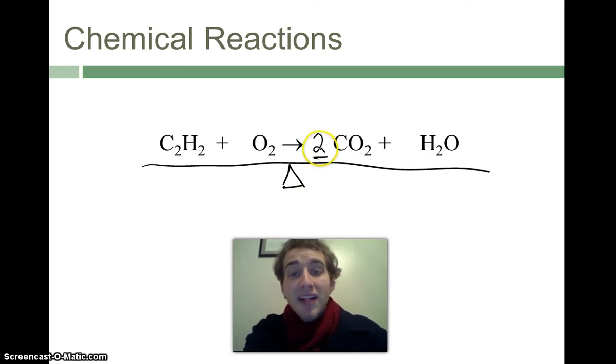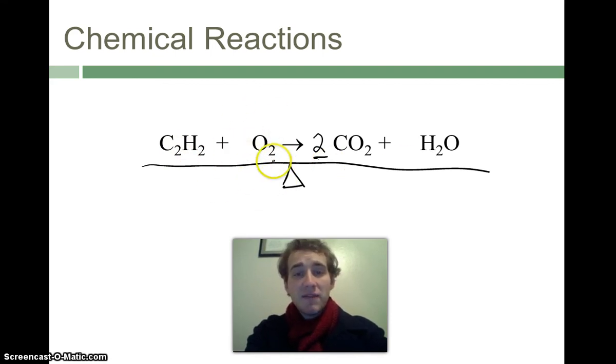But remember, that 2 doesn't multiply just to the carbon, it multiplies to the oxygen as well. We now have 4 oxygens in there. Well, cool. Let's pick a different element. Why not? We've got hydrogen. We've got 2 hydrogen on the reactant side. We've got 2 on the product side. Hydrogen are good. We don't have to do a darn thing to those guys. Now, we balanced the carbons, we balanced the hydrogens, all we have left are our oxygens.